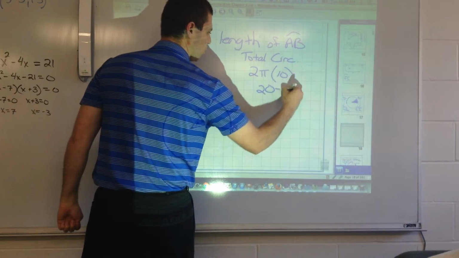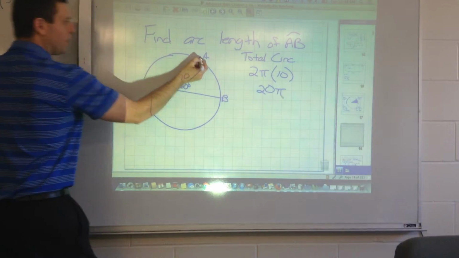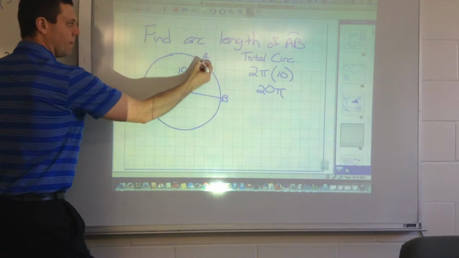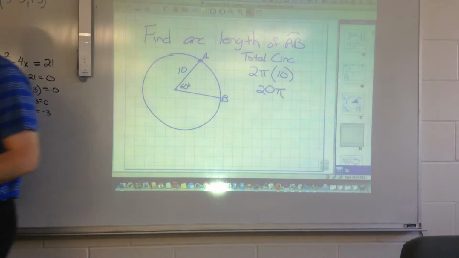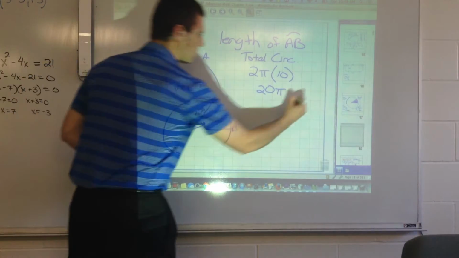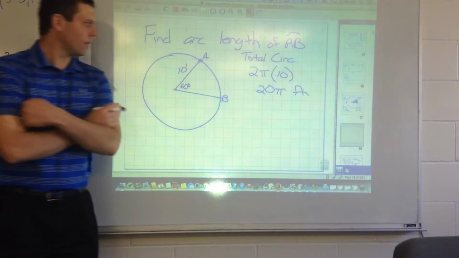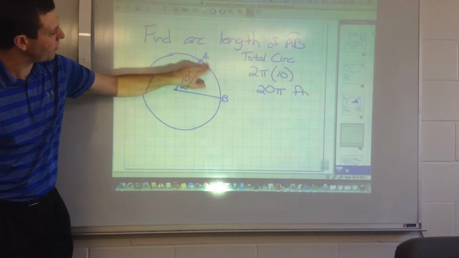So in other words, that'd be 20 pi. I'm not going to get the decimal right now. I'm just going to leave it in terms of pi. It's a lot easier for me to just do the math in my head. So the total circumference to go from here all the way around back to A would be 20 pi units. Let's put some feet here. So it takes 20 pi feet to go all the way around the circle, but I just want to know how far it is from A to B.